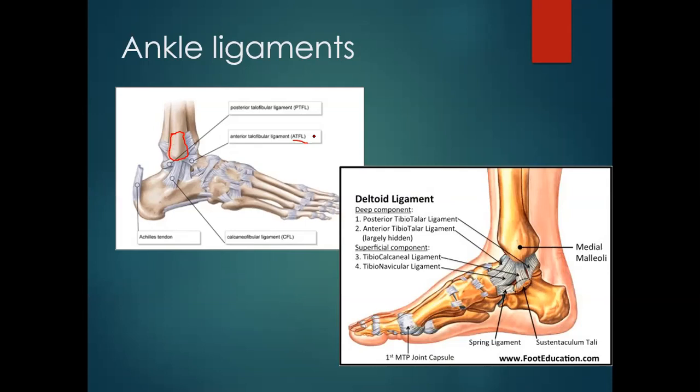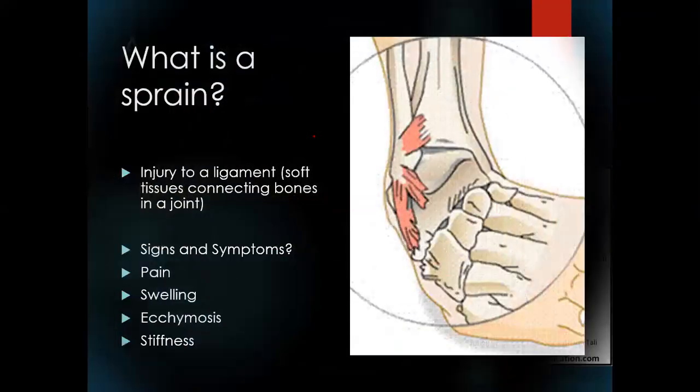If they have an eversion injury, then it's going to be a deltoid ligament that gets torn, disrupted, sprained. And here's that complex. So you don't have to memorize all of them, but that deltoid ligament is really the one that we're concerned about here on the medial foot and ankle.